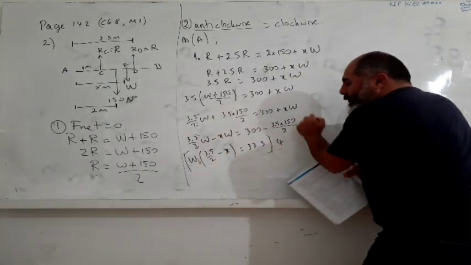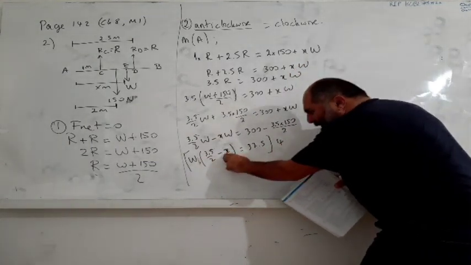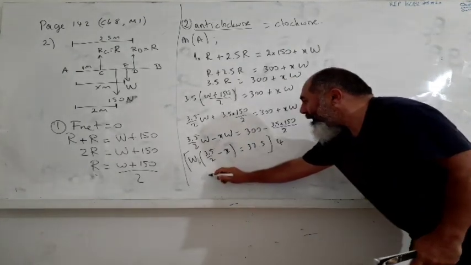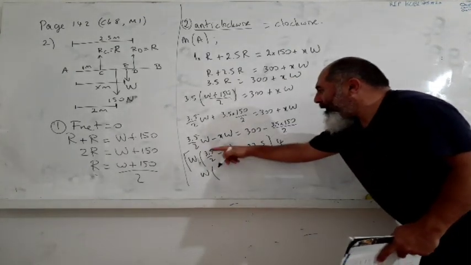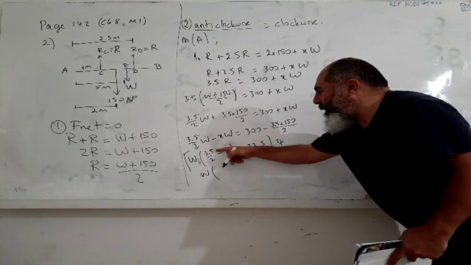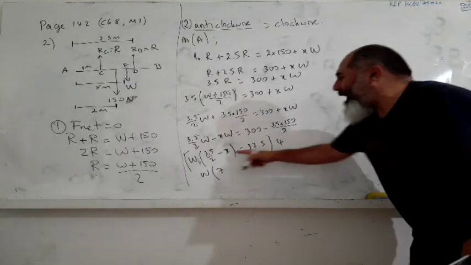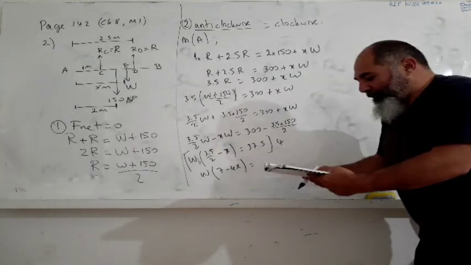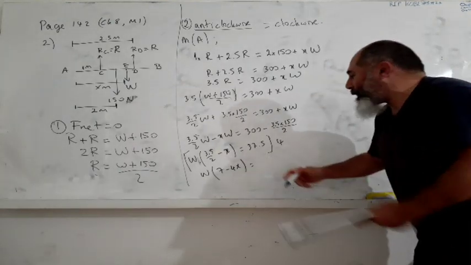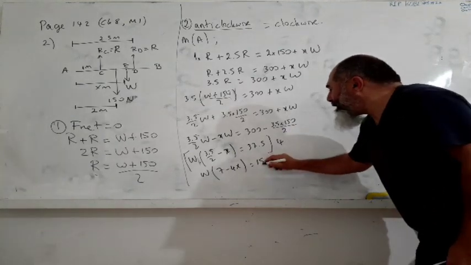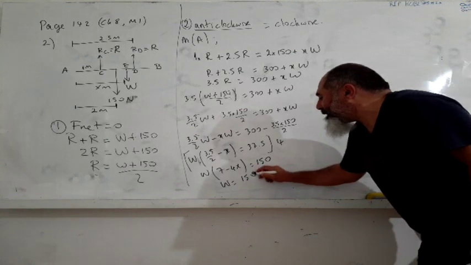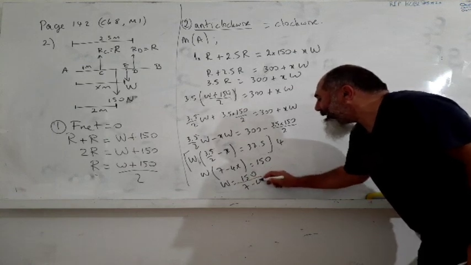So W times 3.5 over 2 times 4 is 7. 4 times x is minus 4x. And 37.5 times 4 is 150. So W is equal to 150 over 7 minus 4x. This is part A.